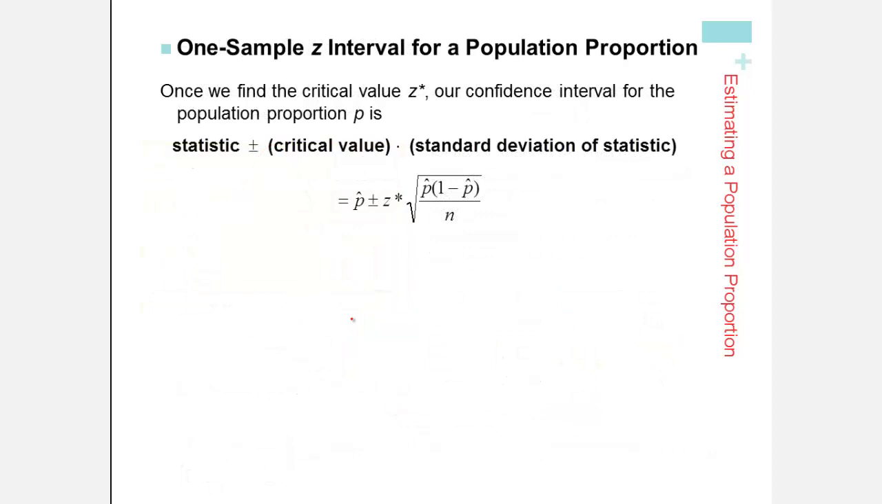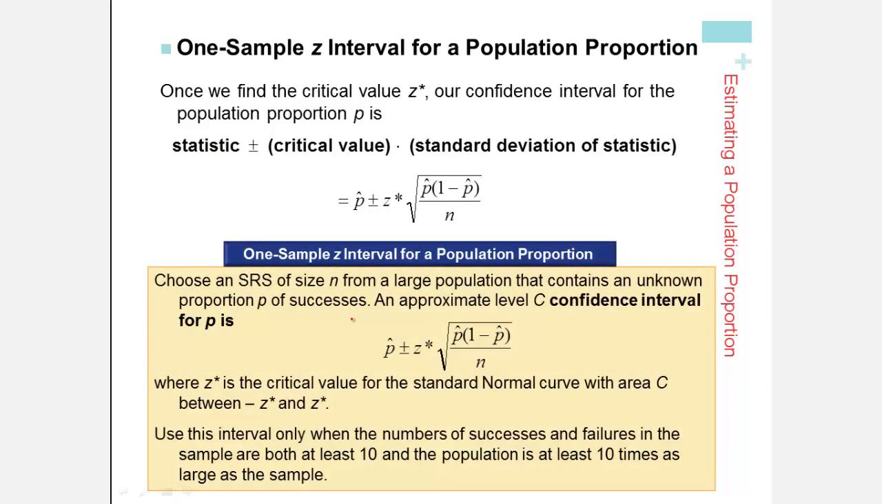We call our critical value z star when we're dealing with proportions, and our confidence interval for proportions can be written as p hat plus or minus z star times the square root of p hat times 1 minus p hat divided by n.